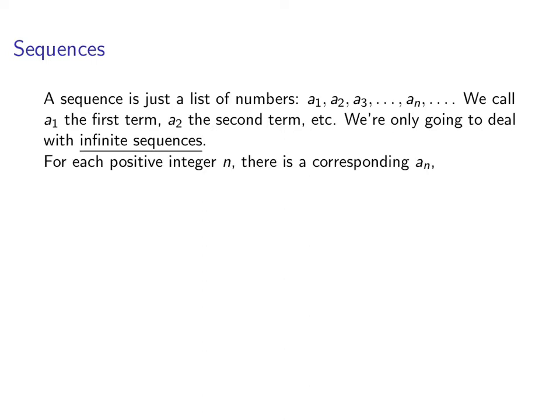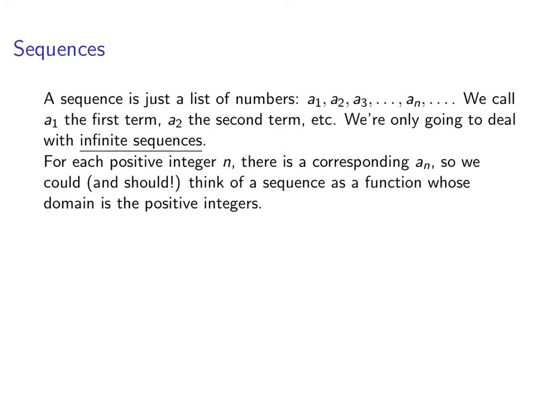Now for each positive integer n, there is a corresponding a sub n. So really, this is how we should think of it, a sequence is a function whose domain is the positive integers. So you plug in a positive integer, and then I give you a real number that comes out. All right, notation.